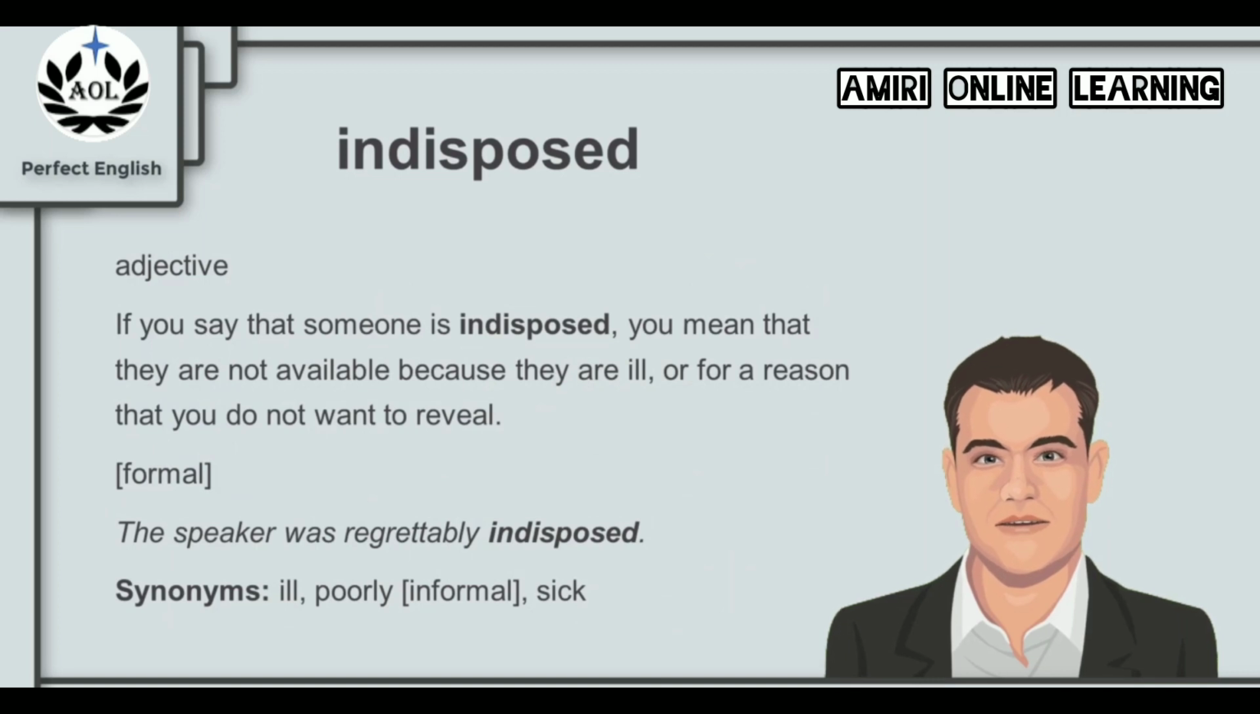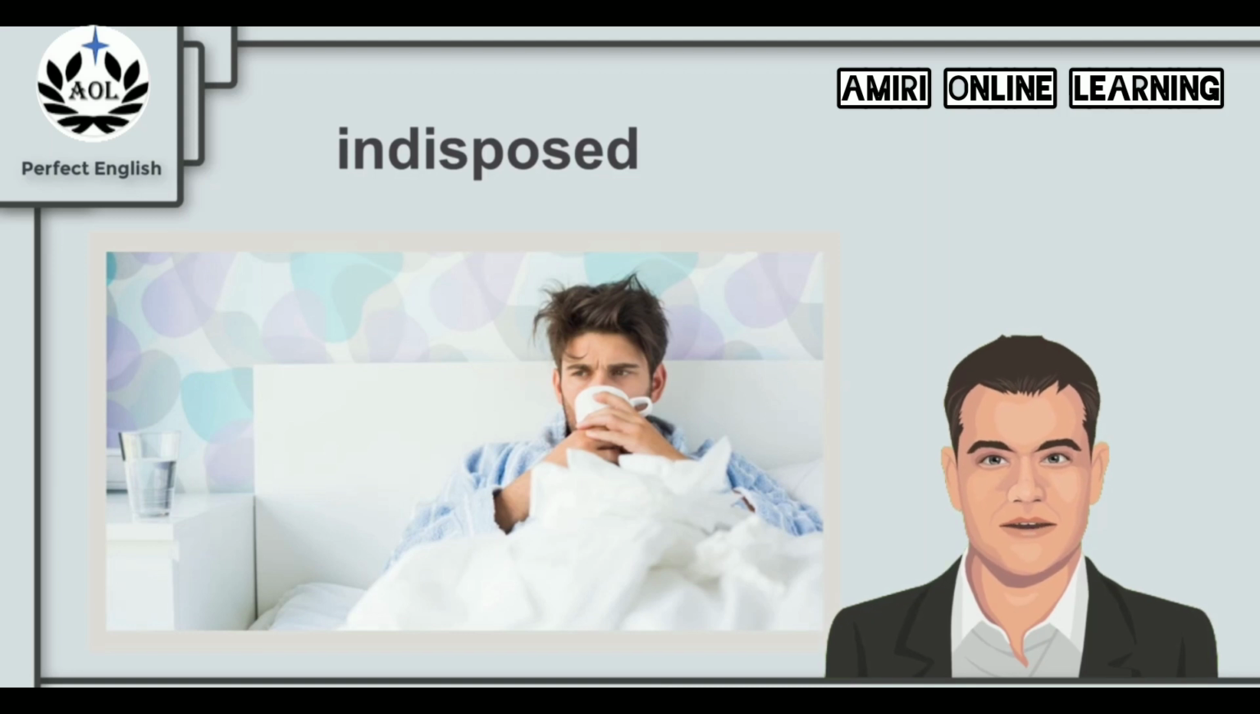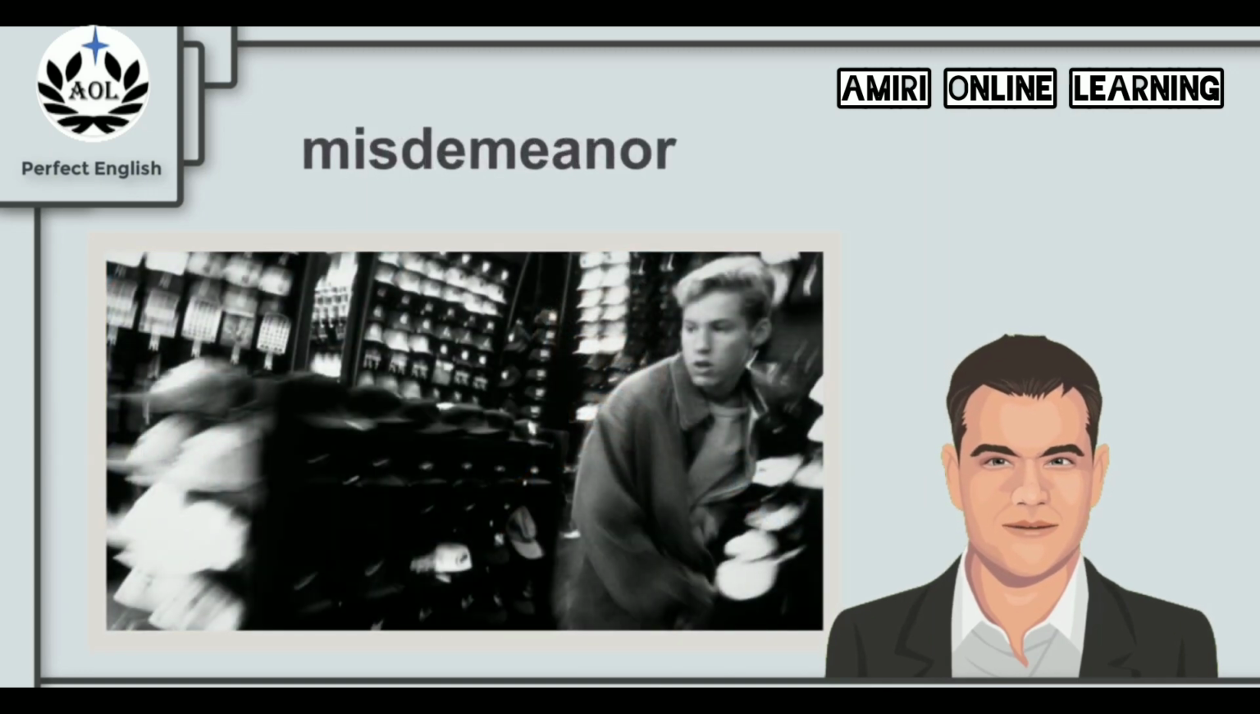If you say that someone is indisposed, you mean that they are not available because they are ill or for a reason that you do not want to reveal. For example, the speaker was regrettably indisposed, is excused because he's ill or you just don't want to say. And synonyms for indisposed are the words ill, poorly, or sick. So the next time you remember the picture of this man in his bed, remember the word indisposed and what it means. And now let's move to the next key word, misdemeanor.